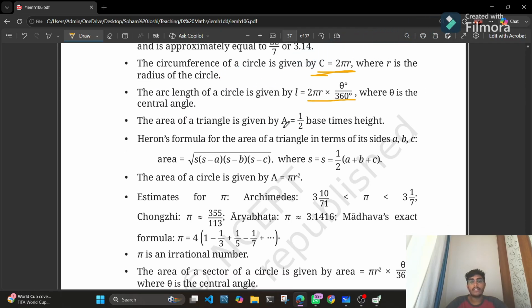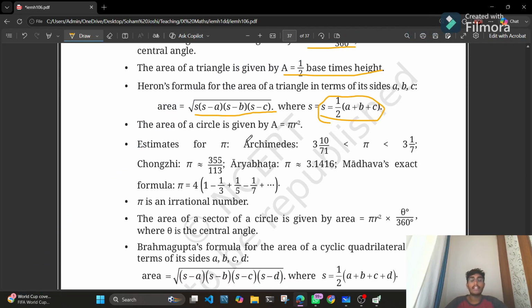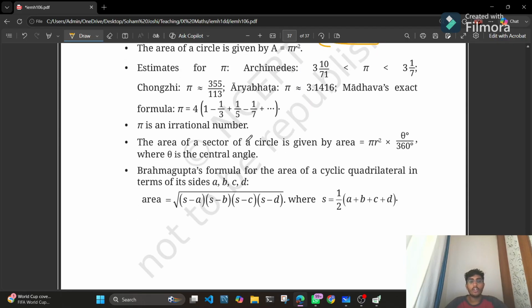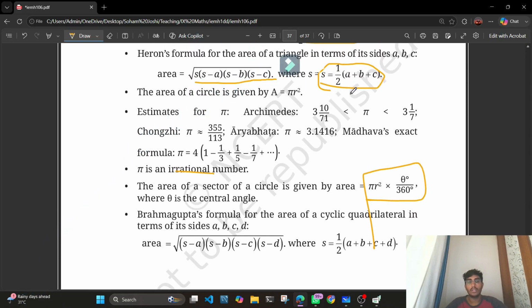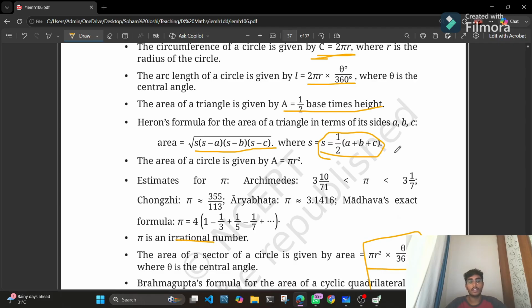Then area of triangle is given as half into base into height. Then Heron's formula is given as under root s into s minus a, s minus b, s minus c, where s is the semiperimeter of the triangle, that is half of a plus b plus c. Then area of circle is given as pi r square. Then we saw that pi is an irrational number also. Then we saw the area of sector, that is pi r square into theta upon 360 degrees, similar to the length of an arc.